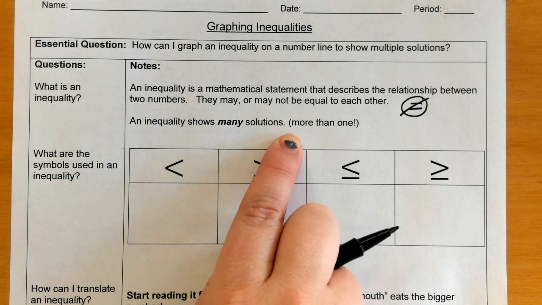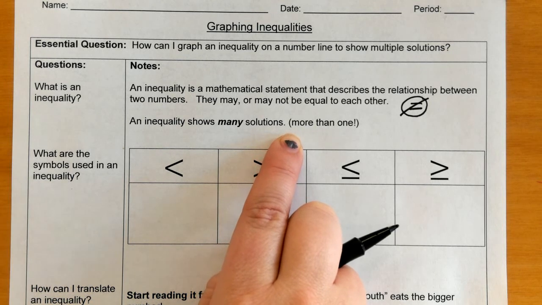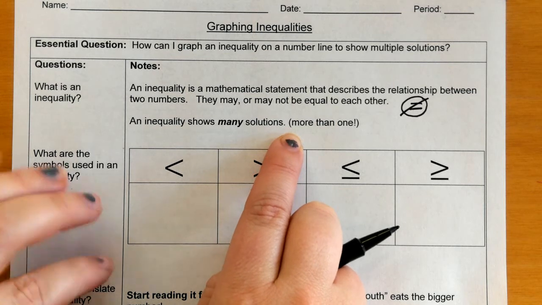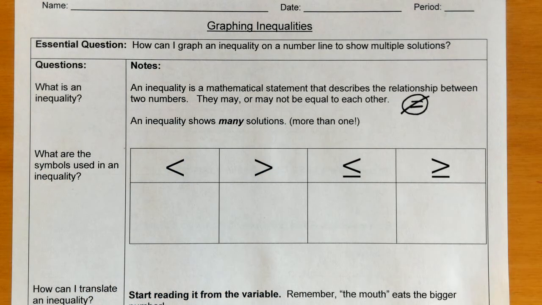So when we were solving equations, we only ever got one answer, like x equals 3, y equals -7. But with inequalities, there's more than one answer. And so that's why we use a different symbol to write our answer.